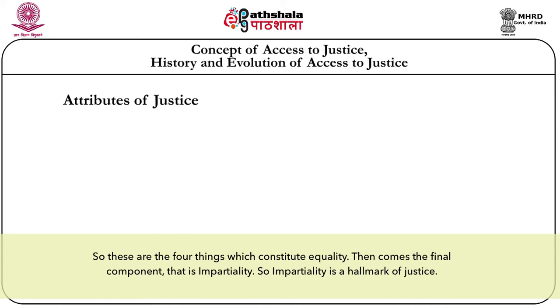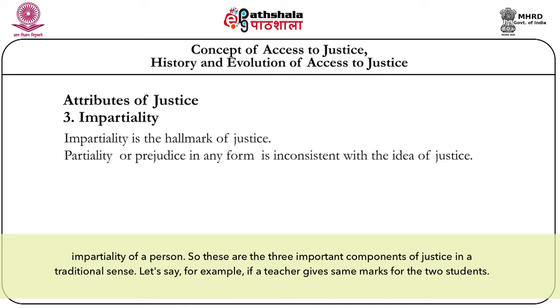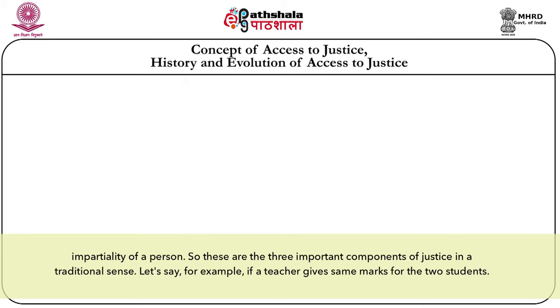Then comes the final component, that is impartiality. Impartiality is a hallmark of justice, where absence of prejudice is what is expected in the idea of justice. Prejudice cannot go hand in hand with the justice process. So, absence of prejudice has to be shown to establish the impartiality of a person. These are the three important components of justice in a traditional sense.